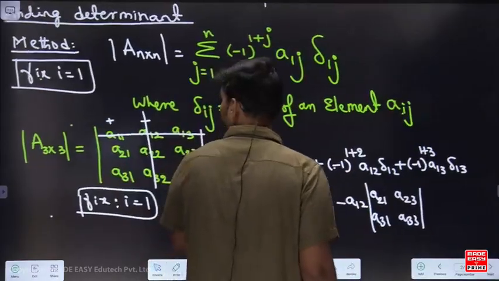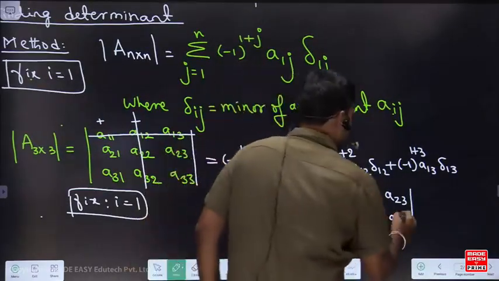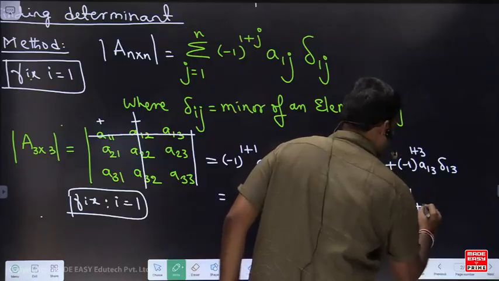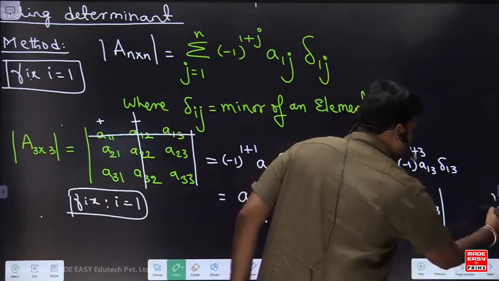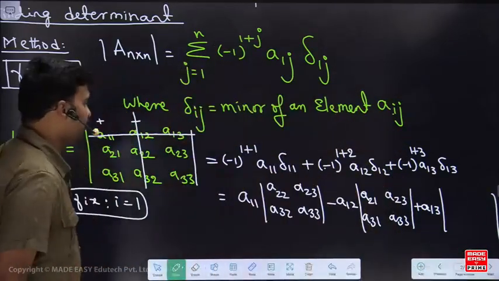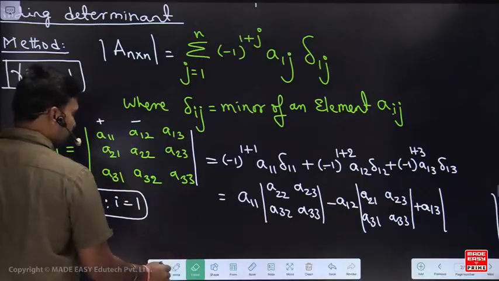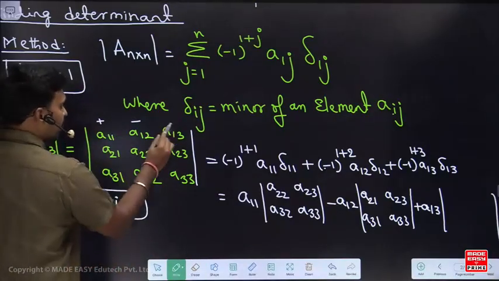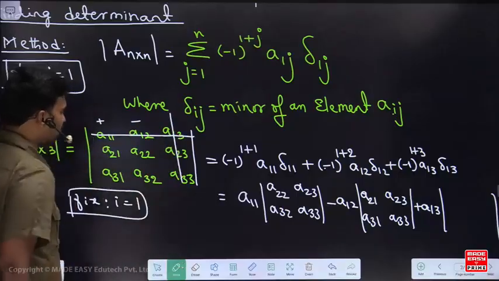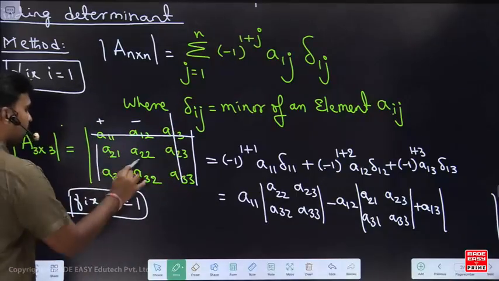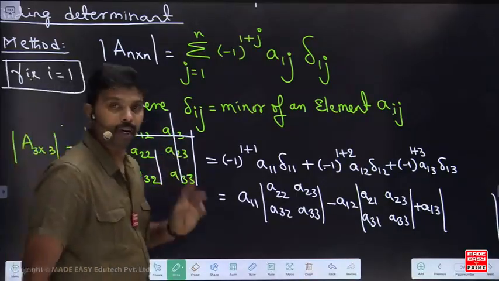So then I'll be moving on to plus here, it is a13 into its minor. So what is the minor? What is del 13? It is the minor of a13. So delete the first row and third column. You will have this. So the determinant of this is nothing but the minor of it.